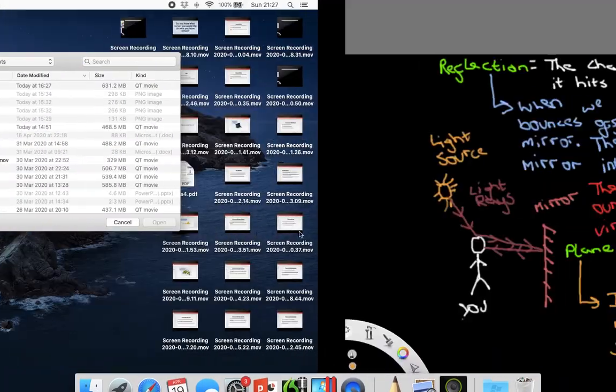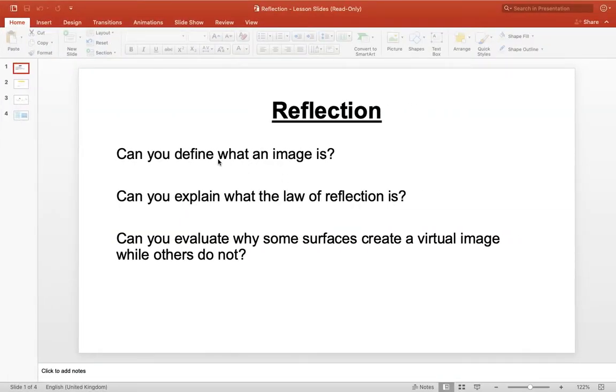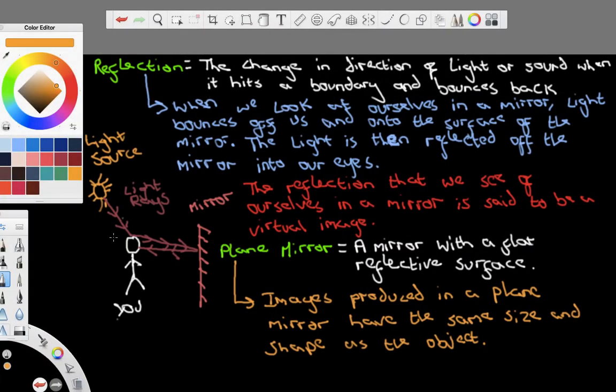So if we have a look back at our learning objectives, it says, can you define what an image is? You should be able to do that. We now need to look at the law of reflection.